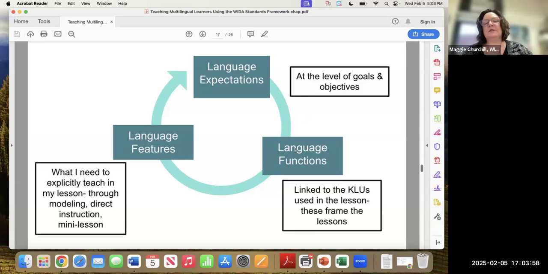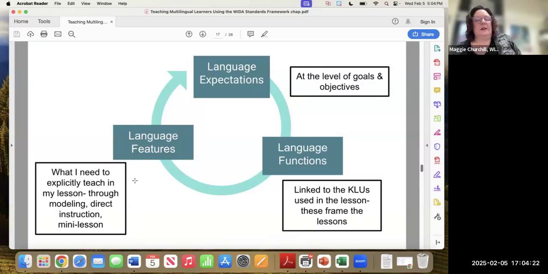The language functions relate to that key language use. That kind of helps frame the lesson. Remember, I talked about doing an explanation. So how do we make that happen? How does that function to make meaning? How can I show that? What does it look and sound like? And then the language features are those bits and pieces of language that I need to actually help me construct it. And in my lesson plans, I explicitly teach this.